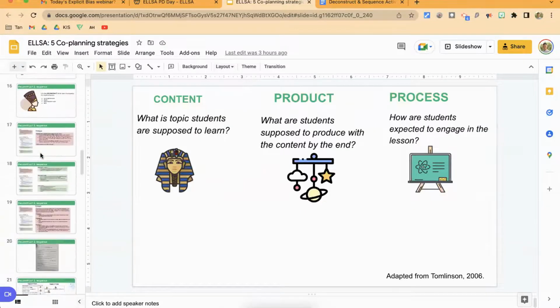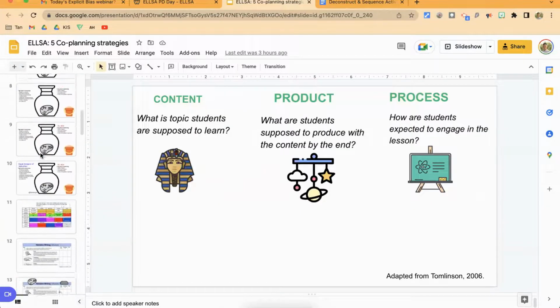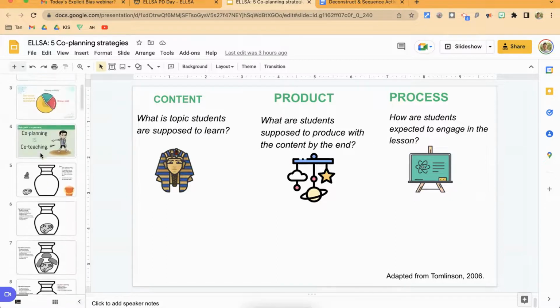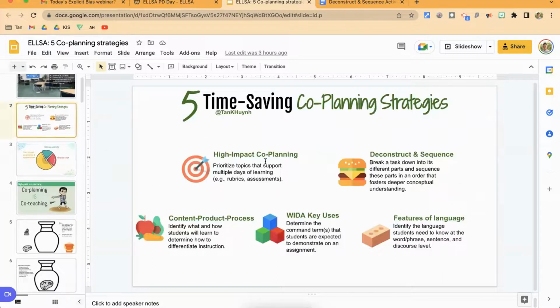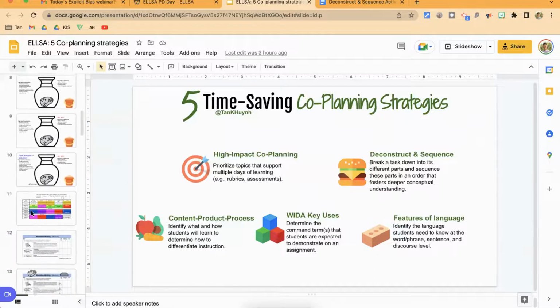So let me review very quickly for those teachers who are just new. We talked about one strategy that is called high yield co-planning, which is saying, let's focus on the assessment when we co-plan. And if we are to focus on the assessment, let's deconstruct and sequence the parts of the assessment to scaffold and make learning possible for students.